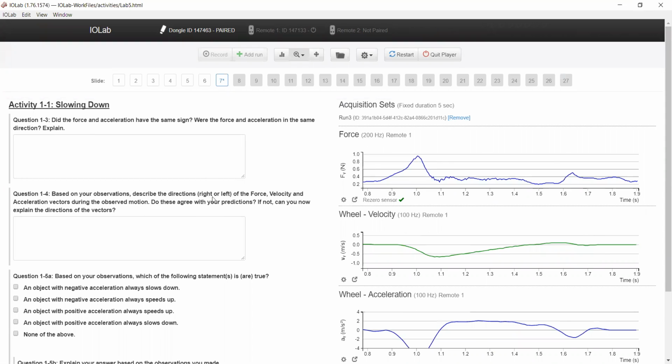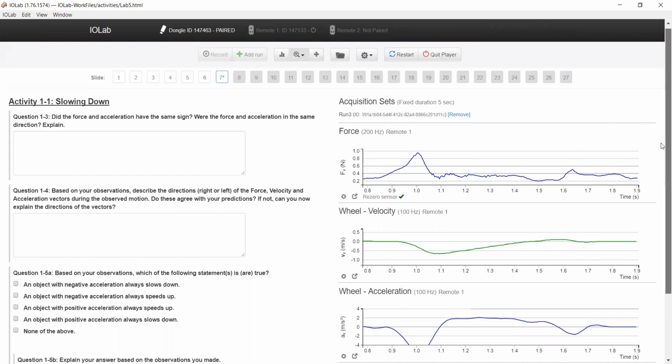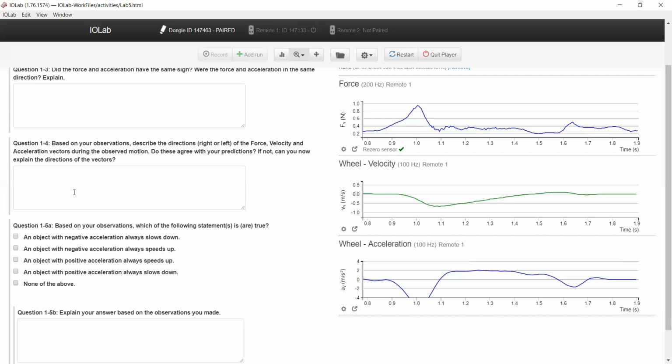Describe the direction, right or left, of the force, velocity, and acceleration vectors during the observed. Do they agree? So you have to, yeah, sign. Just go ahead and make a prediction. Based on your observation, which of the following statements is or are true?